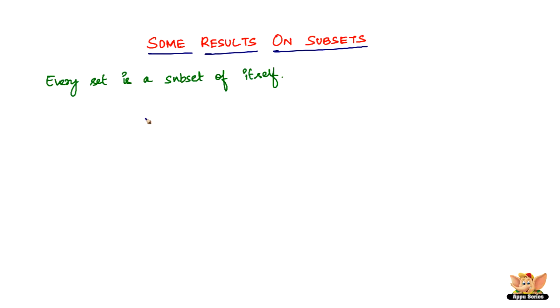Meaning each element of A is clearly in A itself. So hence you can say that A is a subset of A. Right, so that's a little simple explanation for this one, although I would say that it is pretty much self-explanatory. Let's look into the next result on subset.